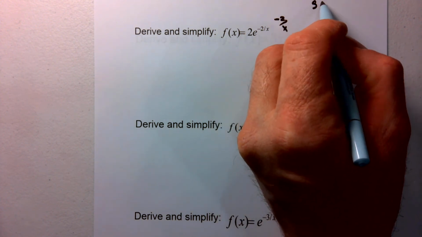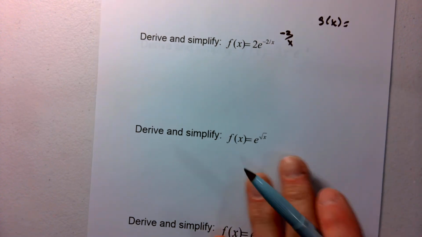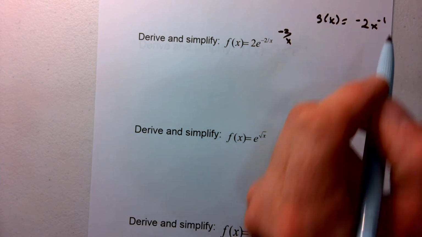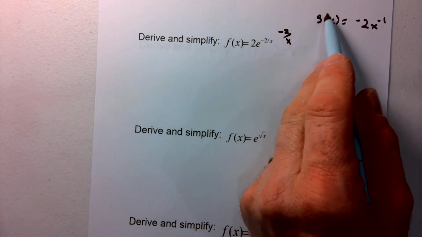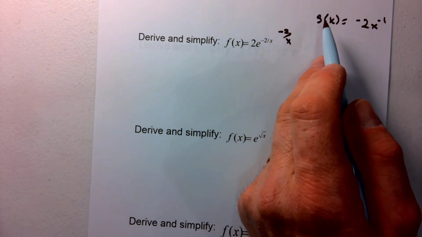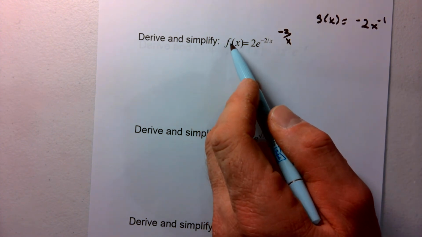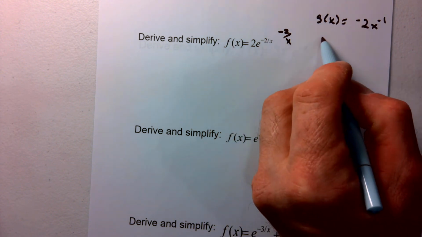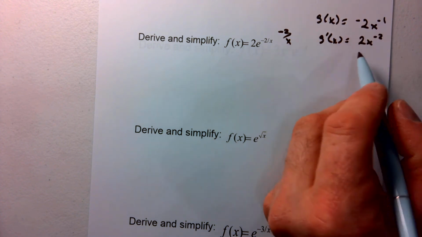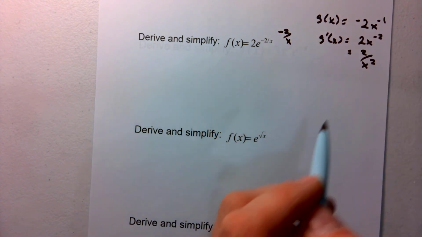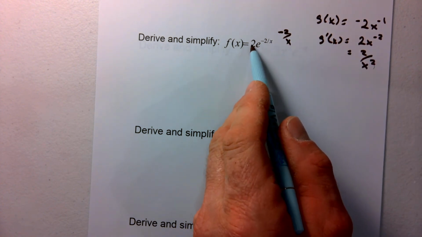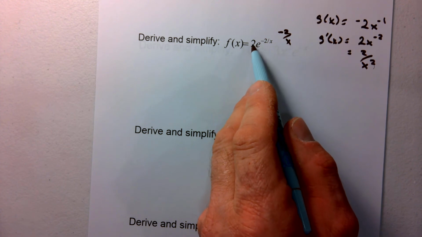So what I like to do is come over here and say g of x is going to equal that exponent. And I'm going to write it as negative 2x to the negative first. And I arbitrarily let it be g of x. It's any function we want. It could be h of x, i of x, doesn't matter, as long as we don't make it be f of x, because we've already used our f of x. So our derivative is going to be a positive 2x to the negative second, or 2 over x squared. So I'm going to take that derivative and multiply it to my coefficient.